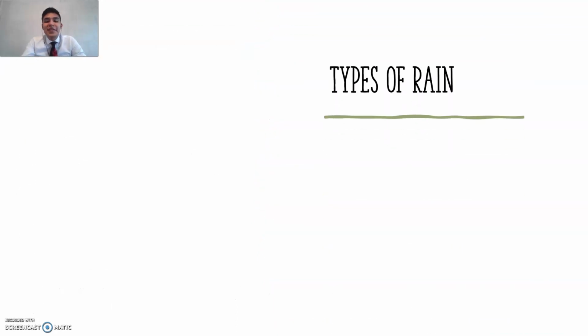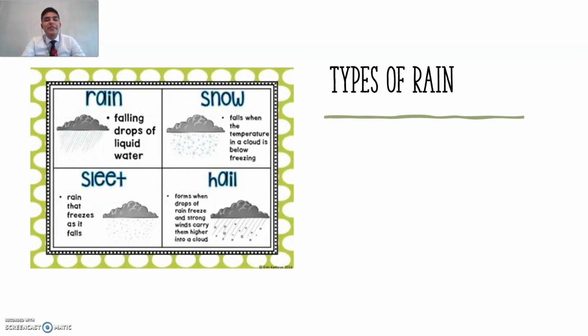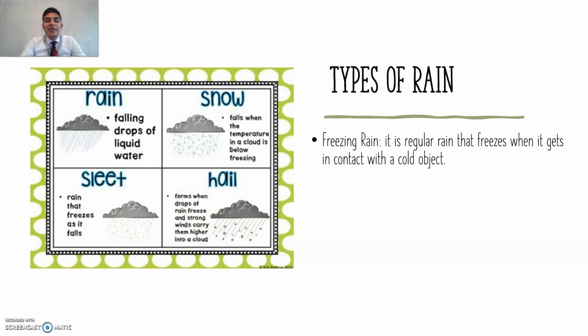Right, so let's continue. And since we are talking about types of rain, we're going to explain a little bit more about each one of them. And here you have the types of rain that we mentioned before: rain, snow, sleet, and hail. And it's very important that we take a look at it as well. There is one that is not mentioned in the picture, which is freezing rain. So what is it? It is a regular rain that freezes when it gets in contact with a cold object.